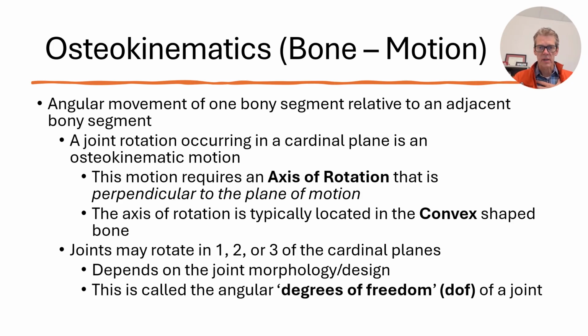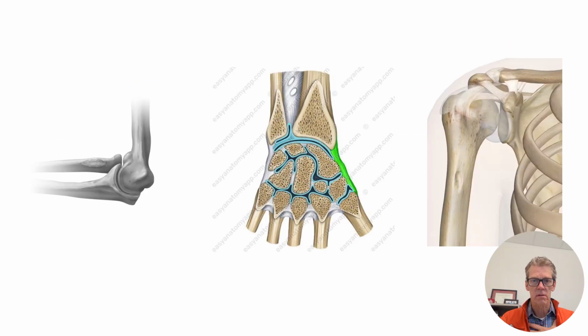I've got some examples on the next page, so let's look at those. Okay. On the left of your screen is the humero-ulnar joint. And so that humero-ulnar joint, which is right here, is a hinge joint. So think about a hinge on a door. That has only 1 degree of freedom. We can only flex and extend our humero-ulnar joint. So that gives that joint 1 degree of freedom.